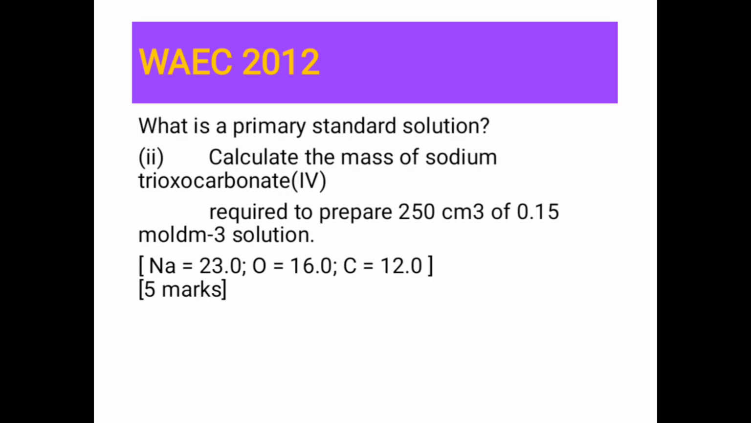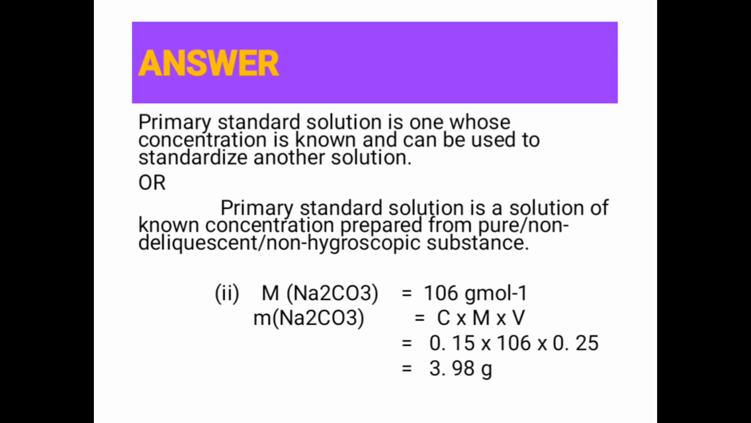Now, 2012 asks a question of what is a primary standard solution. Then you have to calculate the mass of sodium carbonate required to prepare 250 cm³ of 0.15 mol/dm³ solution. A primary standard solution is one whose concentration is known and can be used to standardize another solution.